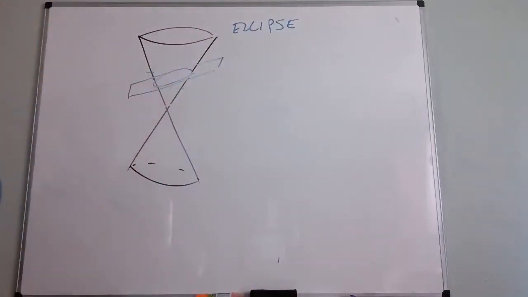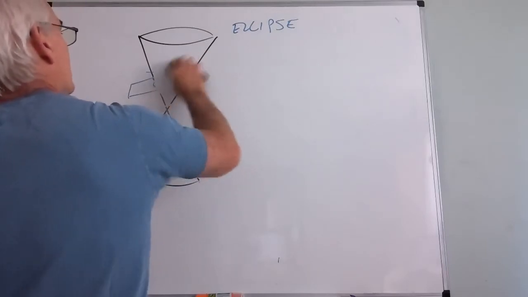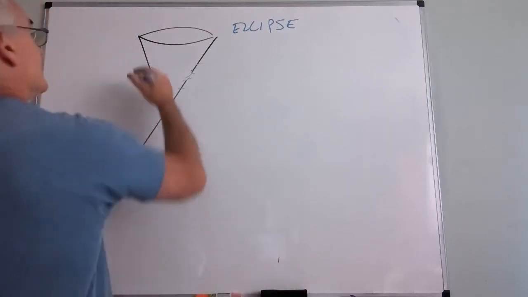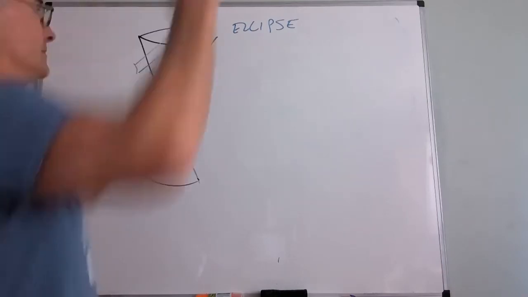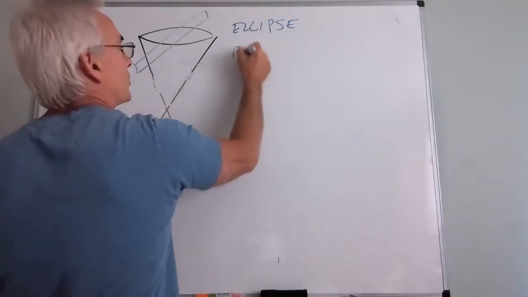So think ellipse. All right, now if I take this same thing, remember this shape is infinite, but I slice it in such a way that I go through the open section here. Now that's a little bit trickier. That is the parabola.